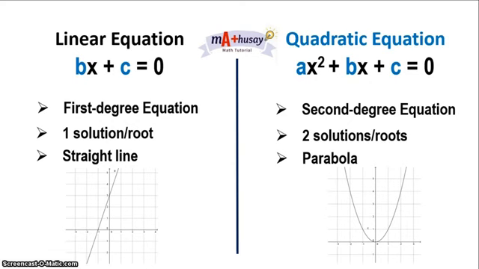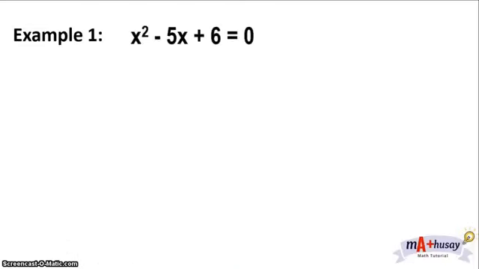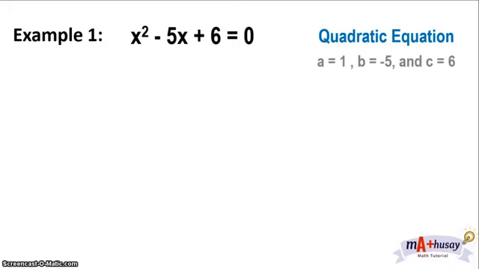Now that we know the difference between linear equation and quadratic equation, let's take a look at examples of quadratic equation. Example number 1. x squared minus 5x plus 6 equals 0. This is an example of quadratic equation because the highest exponent is 2, right? So we get the values of a, b, and c. a is 1. As you can see, we have 1 here. b is negative 5. c is 6. So it's easy to identify the values of a, b, and c in the quadratic equation.